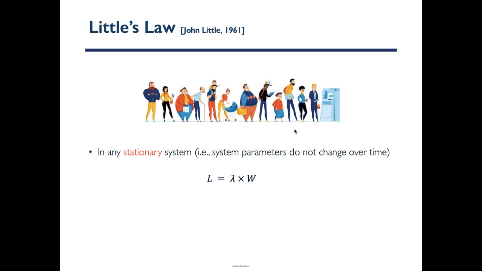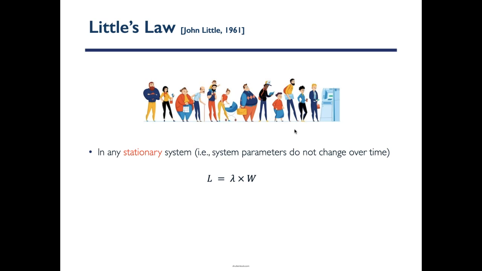Now, that was background. Let's talk about Little's law. This is a very old law from 1961. Basically, it describes a stationary system. What do I mean by a stationary system? I mean a system where its parameters do not change over time. So if you have an arrival rate and a service rate, they don't change. All of a sudden, your arrival rate doesn't go up or down, or your service time doesn't change.